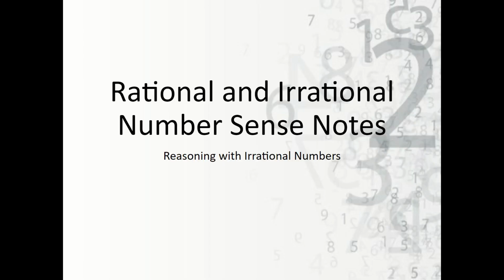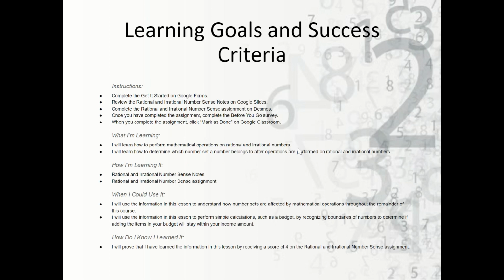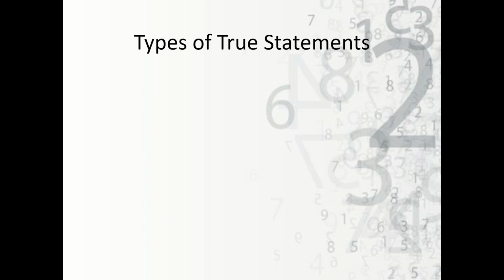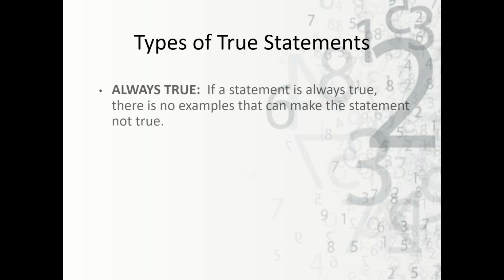Let's take a look now at the rational and irrational number sense notes. Our notes begin with the learning goals and success criteria. So we need to talk first about what are the different types of true statements. The first kind is always true, meaning that there is no situation in which the statement is not true. For instance, the sun will come out today. Well, there's different variations of how bright the sun might be, but the sun does come out every day. That's always true. So there are no examples that can make the statement not true.